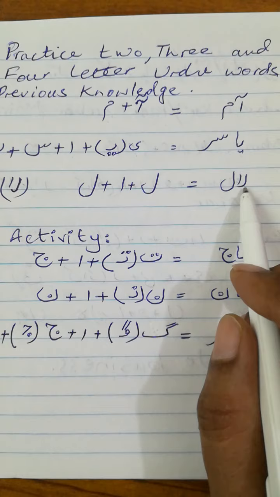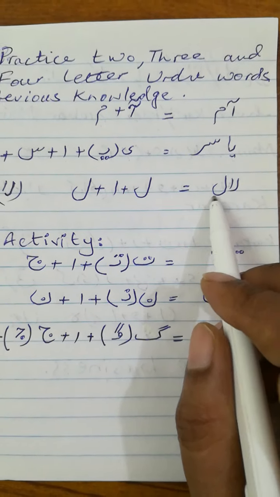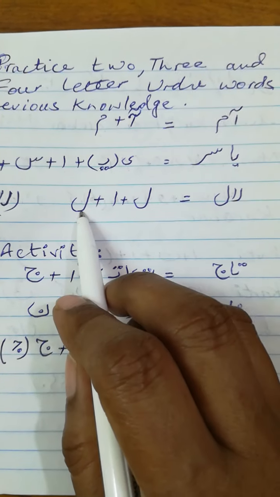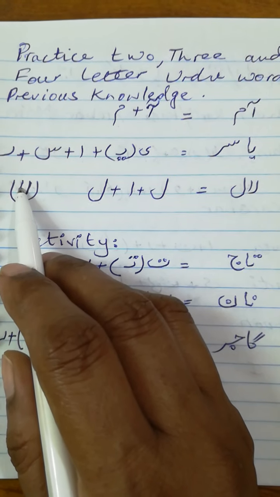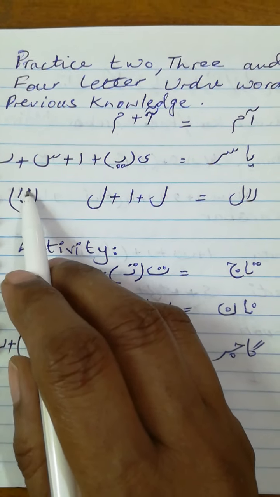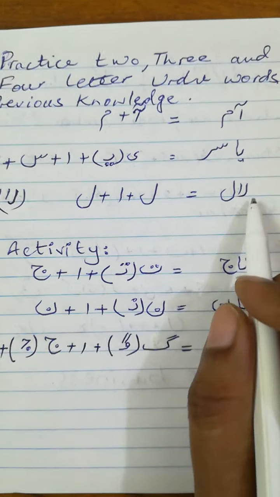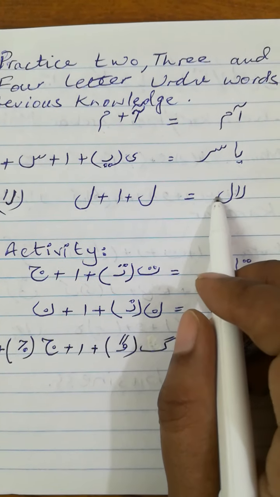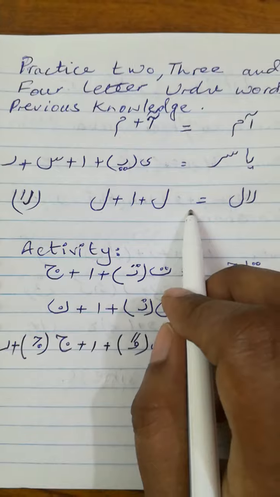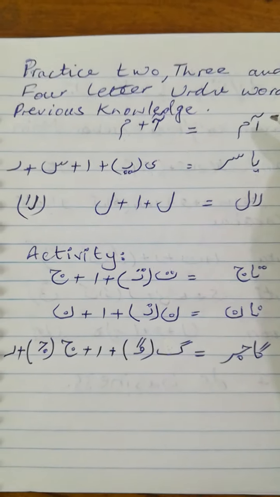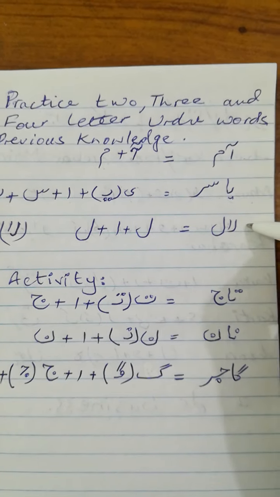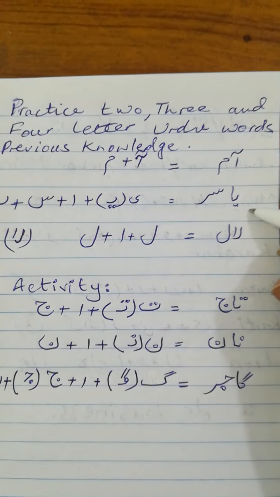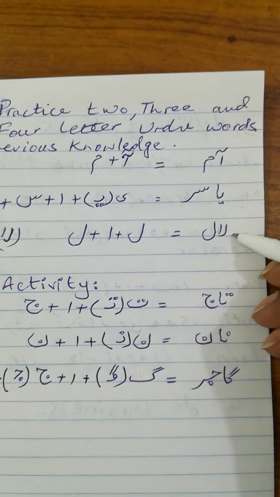And Lal, Lam, Alif, Lal. This is the short form of Lam, and it is going to join with Alif to form La. La, L, Lal. So in yesterday's lesson we learned three new words that were Yasir, Lal. Aam is mango, Yasir is a boy's name, and Lal is red.